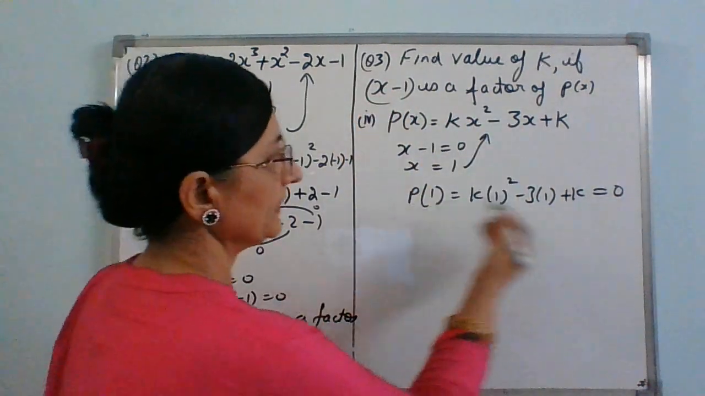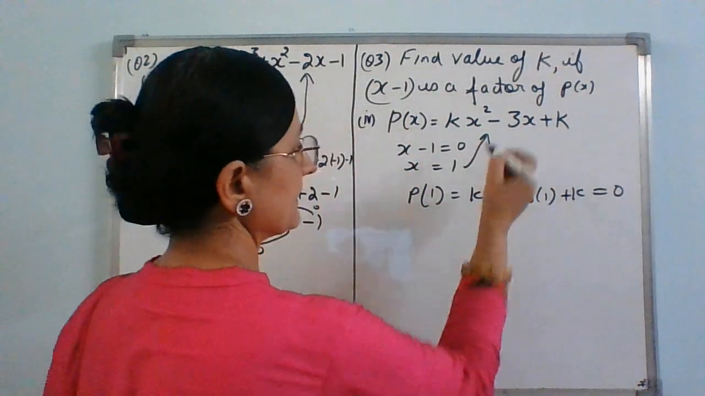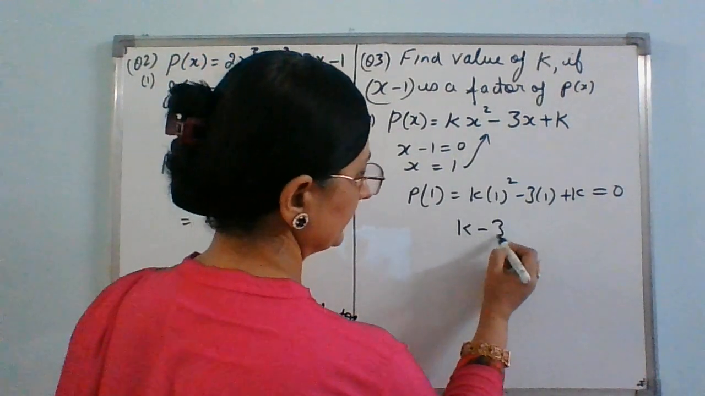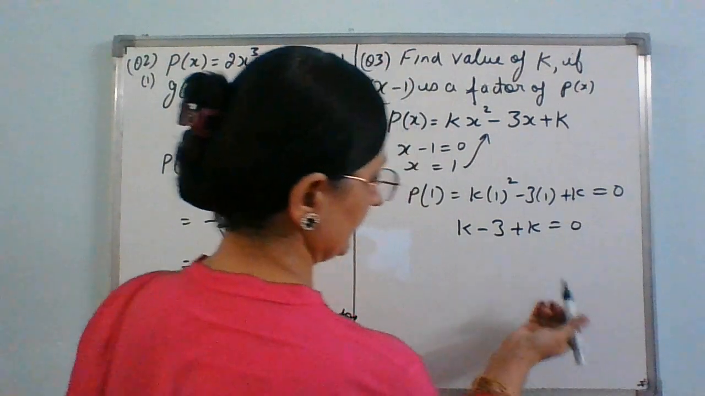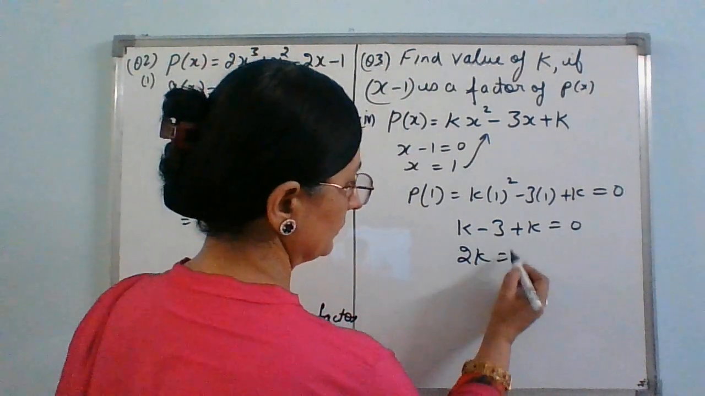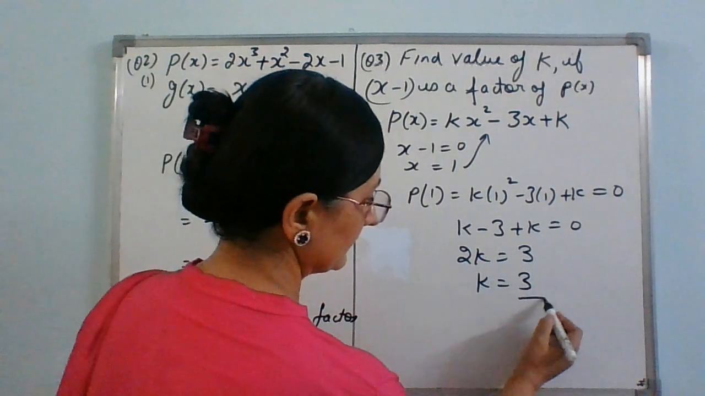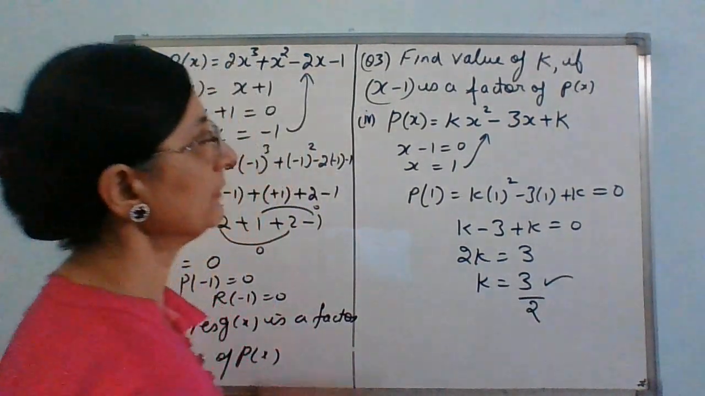If it is a factor, so remainder 0. Yes. So we just substituted the value of x = 1 and solved it. 1 plus 1 is 2, only k is left here, right? So k and k is 2k, and 3 goes to the right side with change of sign. After that, in the last, it comes down to a fraction. This is the value of k.